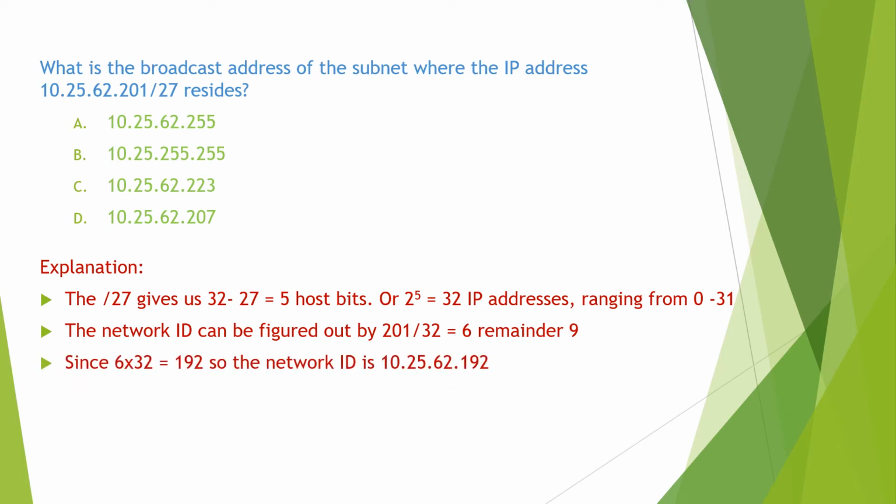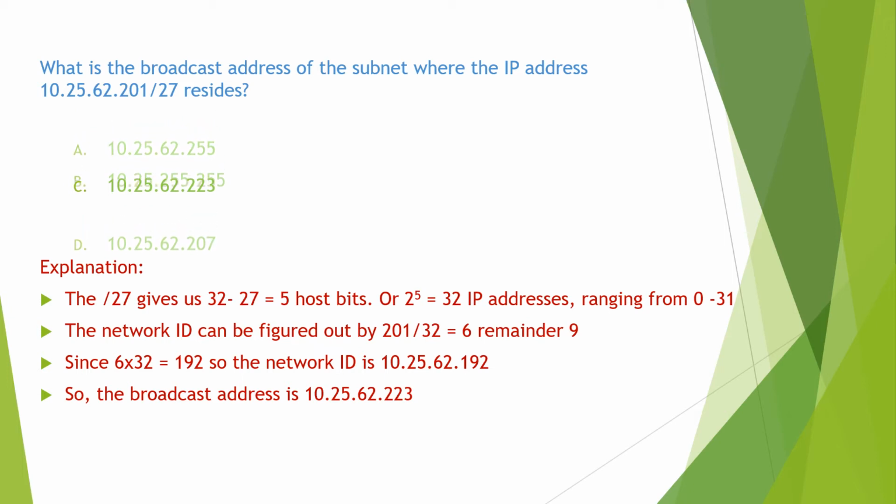Since 6 times 32 equals 192, the network ID is 10.25.62.192. To find the broadcast address, we're going to take 192 plus 31. So the broadcast address is 10.25.62.223. Therefore, the answer for this question is C. You can find the detailed explanation for this question in the video, Working with IP version 4 addressing.